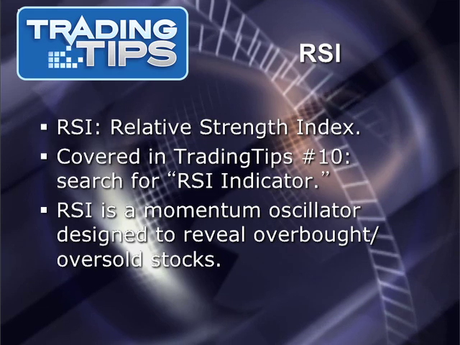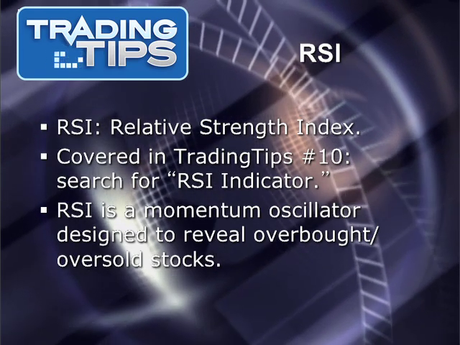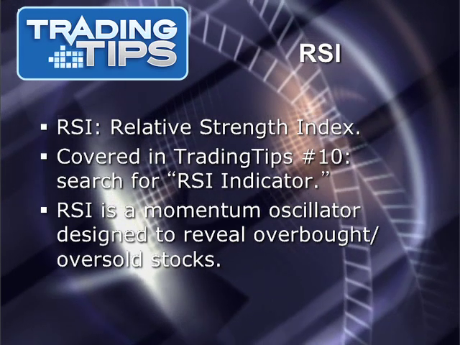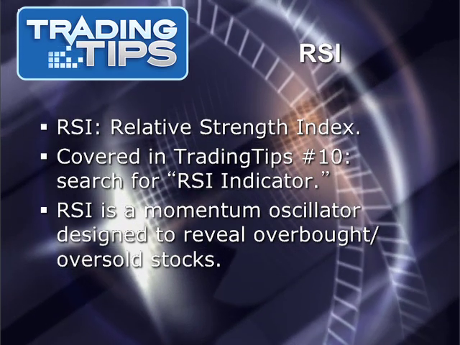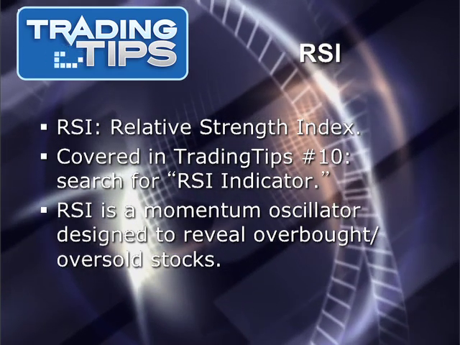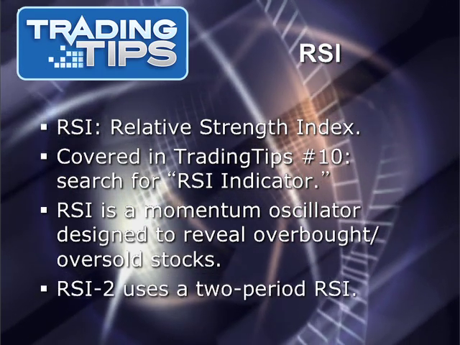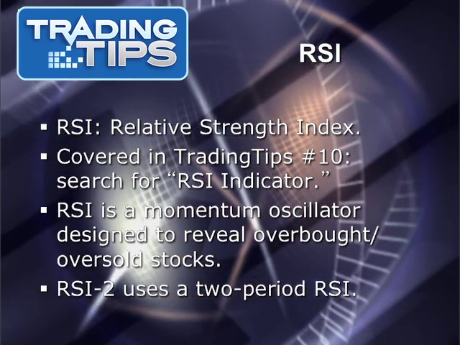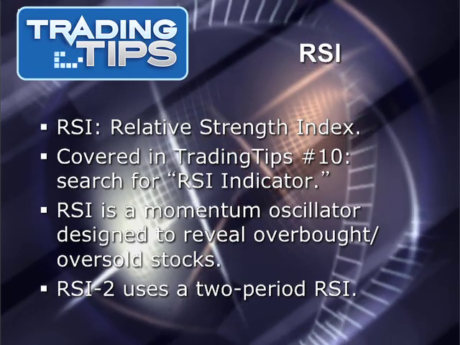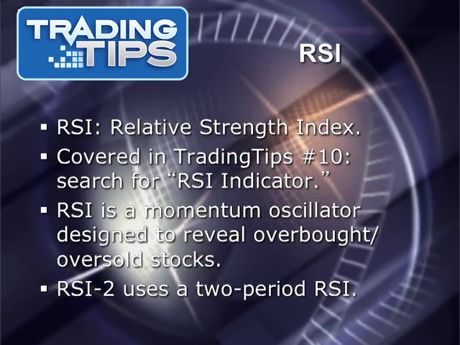You can do your own recap of RSI. Basically, though, if you don't want to take the time to do that, RSI is a momentum oscillator that uses moving averages on up days and down days, which are days when the stock's up or down, to determine whether a stock is overbought or oversold. RSI-2 uses a 2-period RSI in conjunction with other indicators to help you develop a trading strategy.